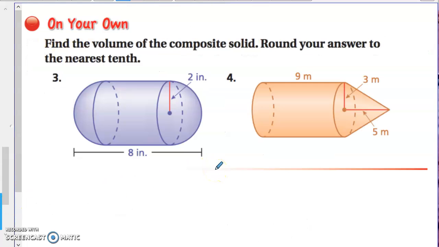Okay, a couple on your own. These on your own are considered composite solids. So you can see that this one is made up of a cylinder, and then these two hemispheres would go together to make a full sphere. This one is a cylinder with a cone on top. You can pause the video and solve those two on your own if you would like.